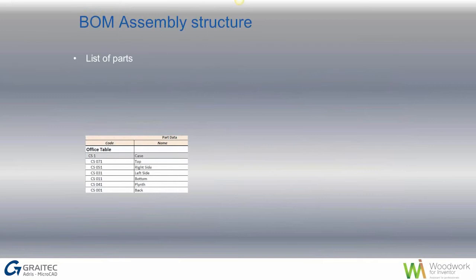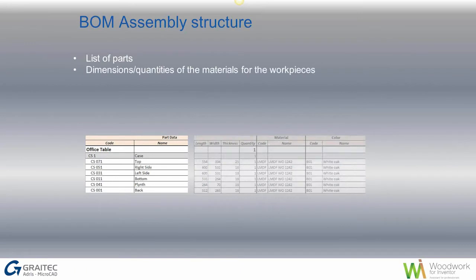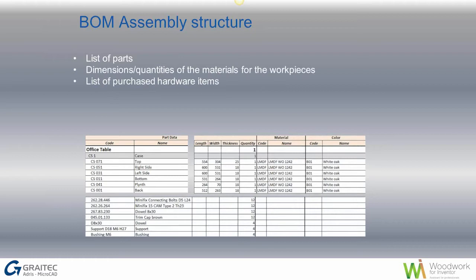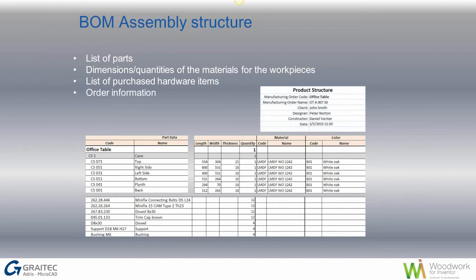With your bill of materials, it uses a separate bill of materials to Inventor. Inventor tends to be for more mechanical, so Woodwork for Inventor have introduced their own BOM, which is specific for woodwork. So you get things that you would expect: your list of parts, dimensions and quantities of the materials for the workpiece. You get the list of purchased hardware items. Order information. You can put as much or as little information in as you wish.